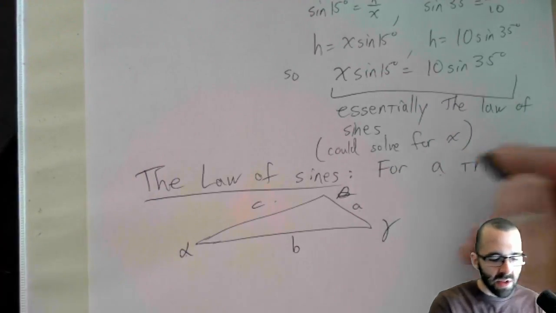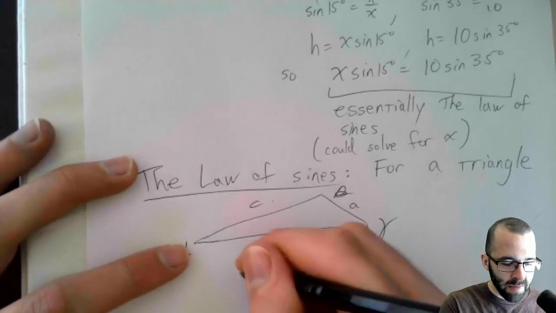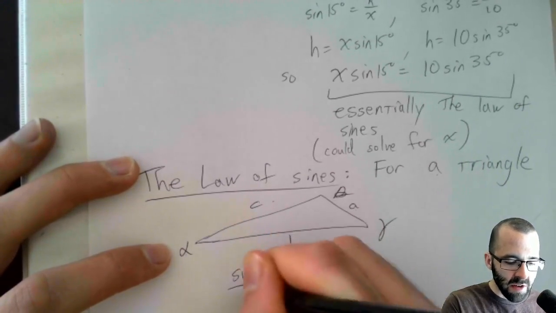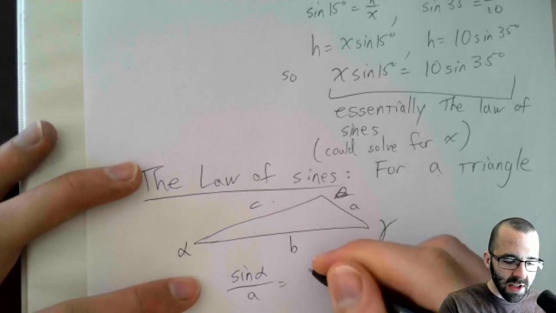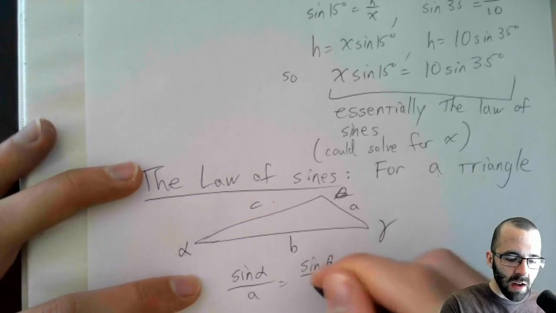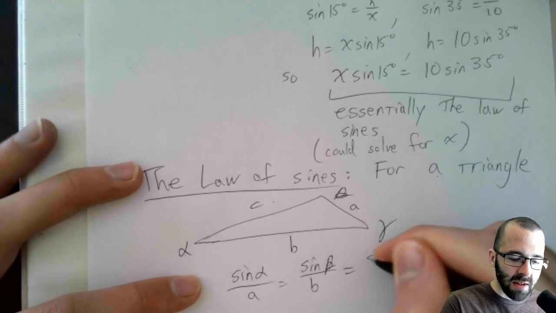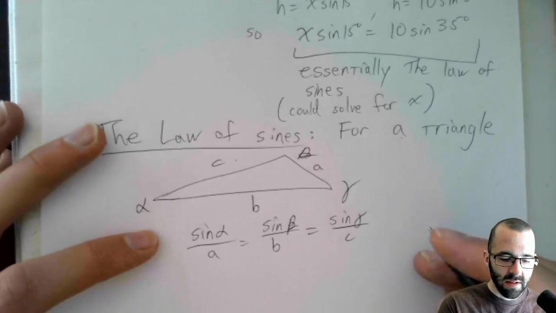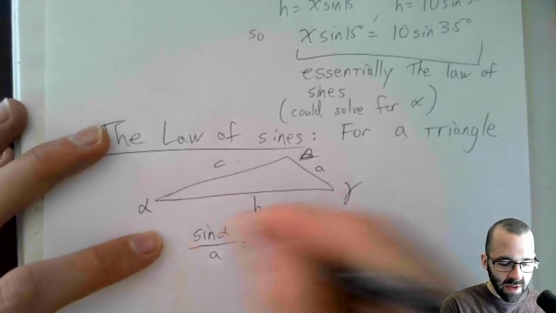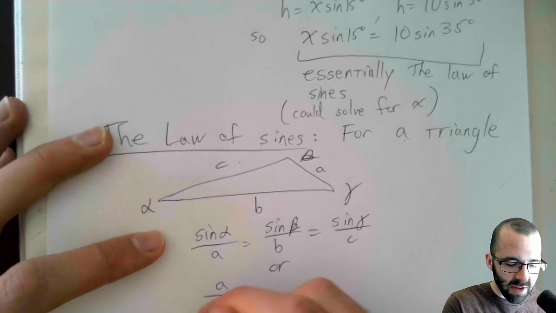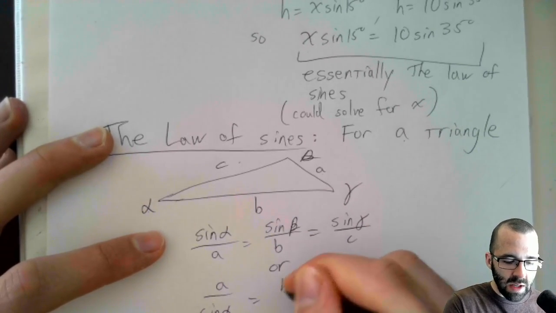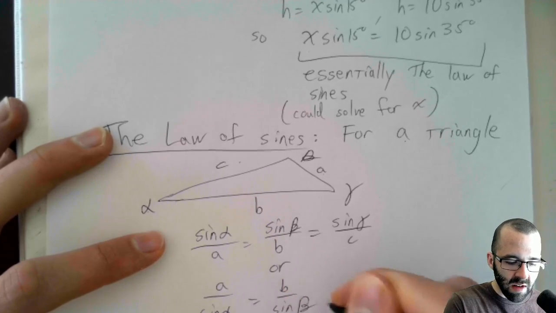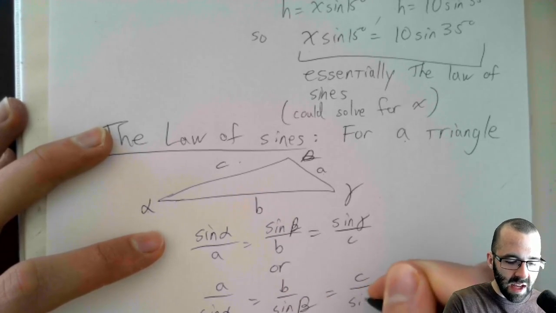Okay, so if you have a triangle like this, you can say the sine of alpha over a, that ratio is the same as the sine of beta over b, which is also the same as the sine of gamma over c. Right? And you could flip all of these if you want, right? a over the sine of alpha equals b over the sine of beta equals c over the sine of gamma.